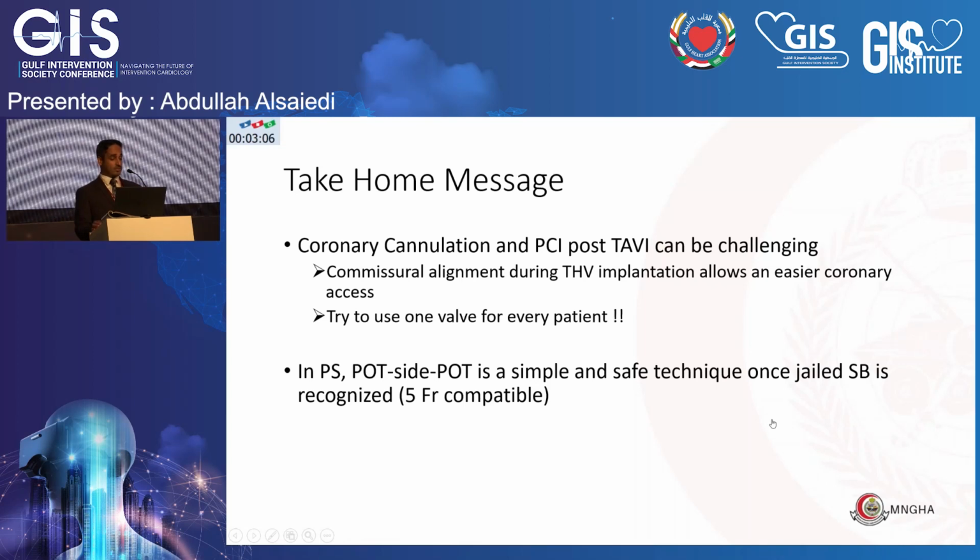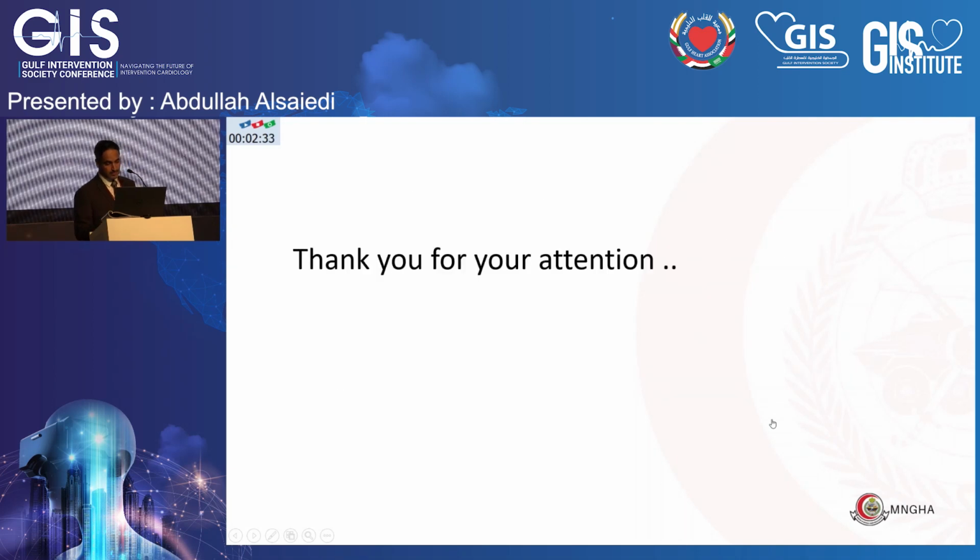My take-home message: with the growing population of TAVR patients, coronary cannulation and post-PCI TAVR could be challenging. Commissural alignment is very important during any stent expandable valve, allowing for easier coronary access. And whenever using a valve, try to use 1 valve for every patient. Talking in general, provisional stenting, pot side pot is a simple and safe technique once the jailed side branch is recognized. And the only advantage, in my opinion, in this technique is that it could be used with a 5 French system easily. Thanks for your attention.